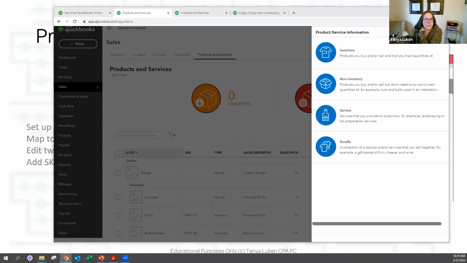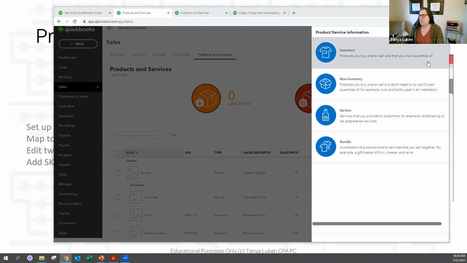Okay, and Leah said it. So if I buy a product simply for the creation of a final product, she's a floral designer for weddings and sells bouquets, I can do a non-inventory and use a cost of goods sold account. And that is exactly correct. So, okay, these are just your types of products and services.